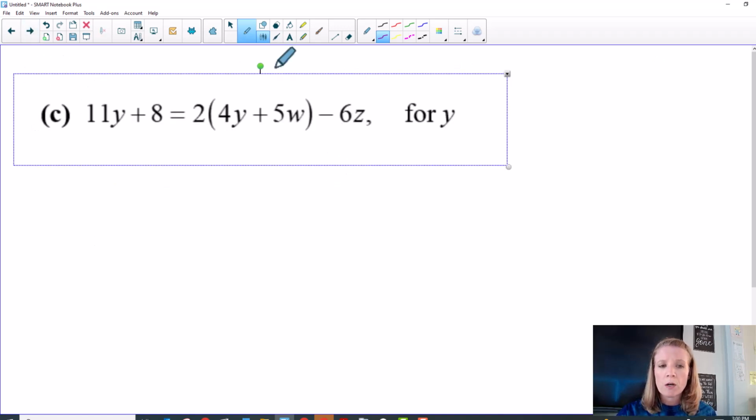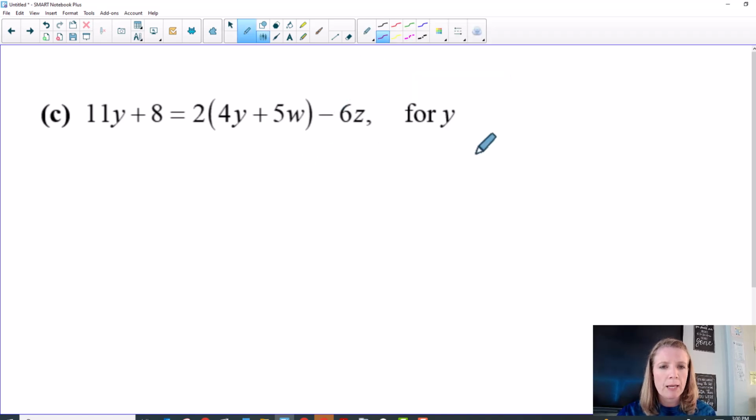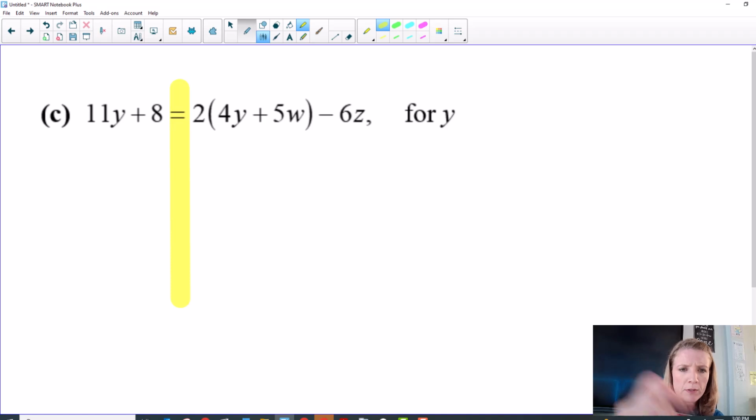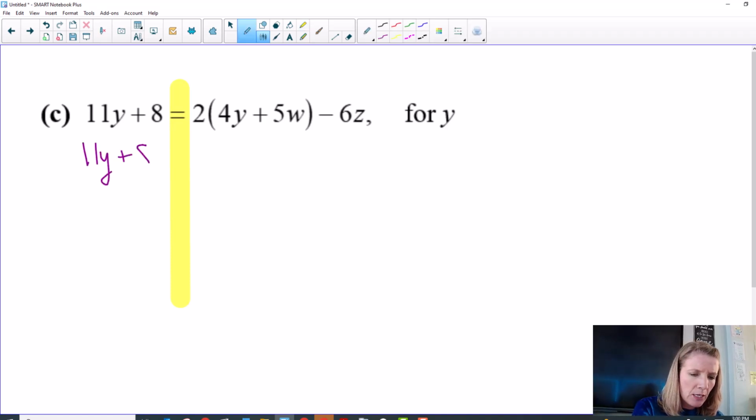So this one has got a little more to it. We're going to be solving for y, okay? So first thing I'm going to do, same thing I did before, clean up each side. So if you have your line basically in the middle of where your equal sign is, so 11y plus 8, and then you have 8y plus 2 times 5 is 10w minus 6z equals.